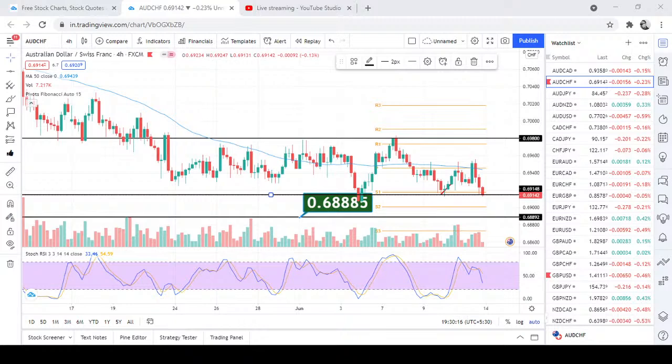Otherwise you can just avoid it and wait for the market to come down to this particular price level, because this is the price level that belongs to the weekly chart. This whole support zone belongs to the weekly chart. So you can wait for the market to bounce from this level to go for a buy order. Otherwise, this is also a good level to short the market. So these are the two levels for the AUD CHF chart.